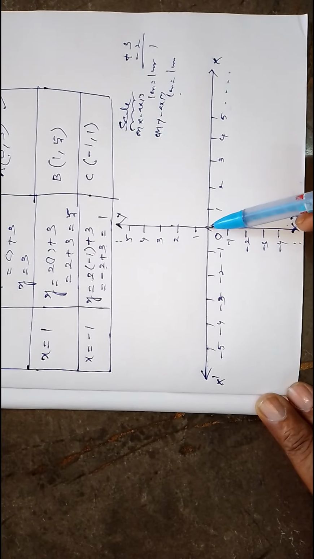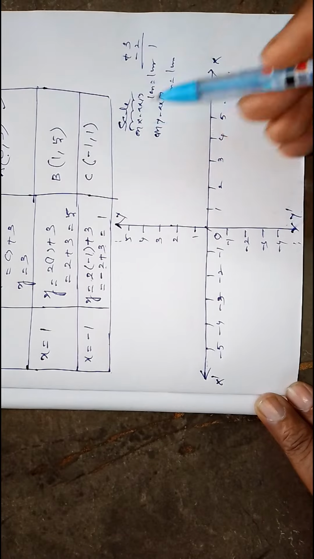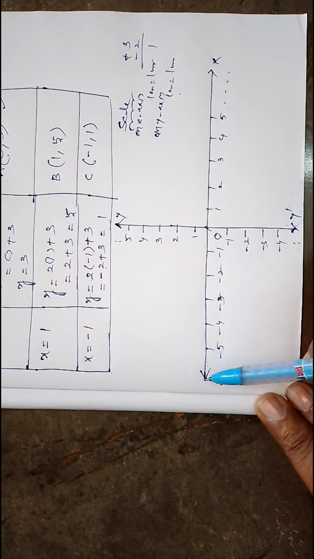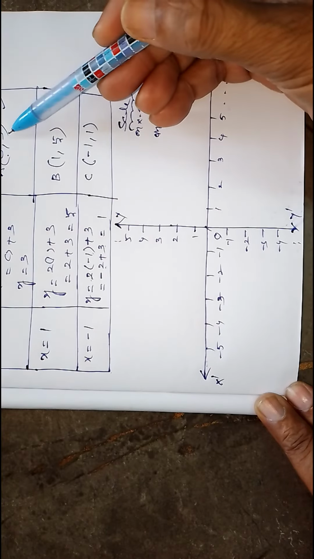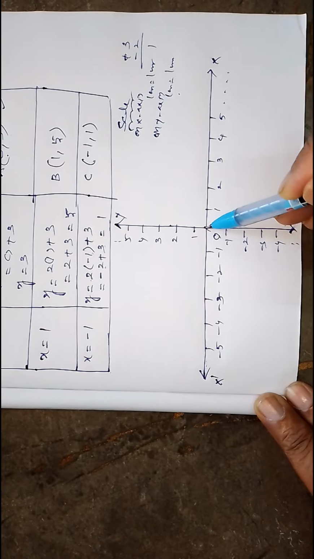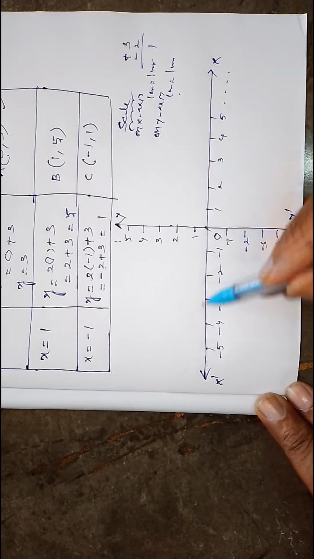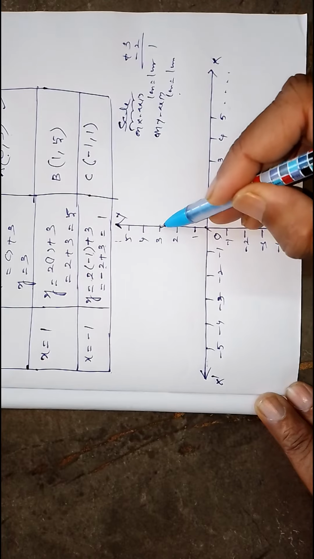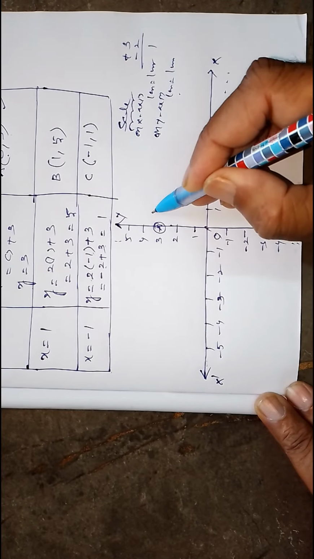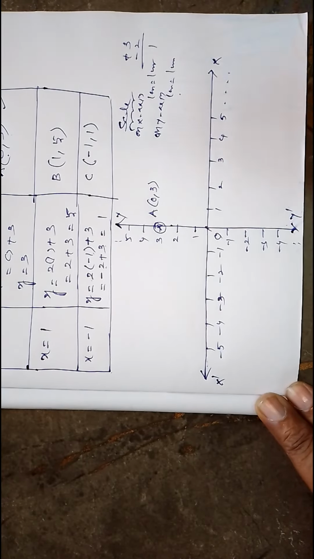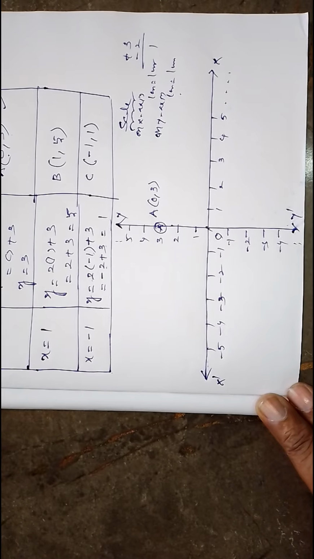For plotting a point, for the x coordinate we have to move horizontally, and for the y coordinate we have to move vertically. Here the x value is 0, so this is the starting point and there is no need to move horizontally. Then the y coordinate value is 3, so we have to move upwards vertically. So this is the point A (0, 3). I hope you understand. So you can say that if the x coordinate is 0, that point must lie on the y-axis.